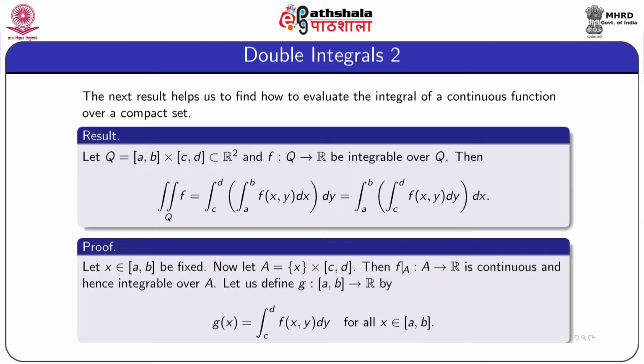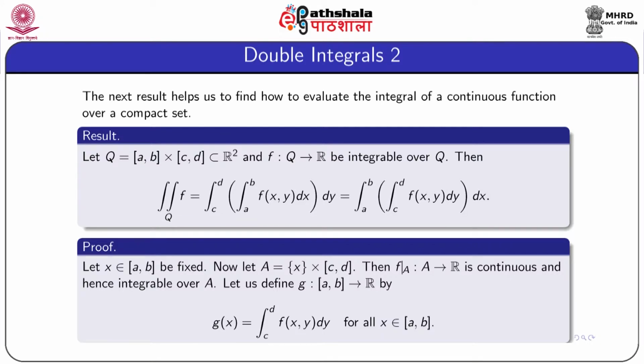The next result helps us to find how to evaluate the integral of a continuous function over a compact set. Let Q equal to [A,B] cross [C,D] and f from Q to R be integrable over Q, then the integral over Q of f equals the integral from c to d of the integral from a to b of f(x,y) dx dy, equal to the integral from a to b of the integral from c to d of f(x,y) dy dx.